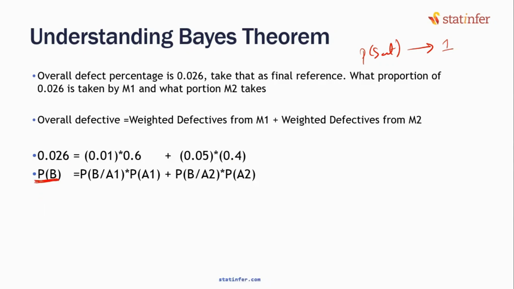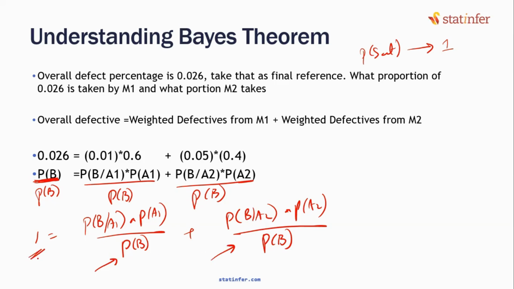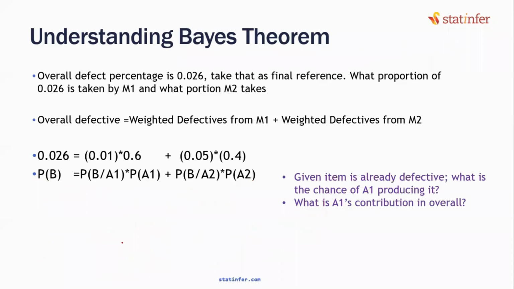How do you make this side 1? Divide this by probability of B, this by probability of B, this by probability of B. So 1 is equal to A1 contribution, which is probability of B given A1 into probability of A1 divided by probability of B, plus A2 contribution: probability of B given A2 into probability of A2 divided by probability of B. This is A1 contribution. This is A2 contribution in this overall defect. If an element is defective, what is the probability that it is coming from A1? This much. What is the probability that it is coming from A2? That much. This formula is nothing but the Bayes theorem formula that you have seen.